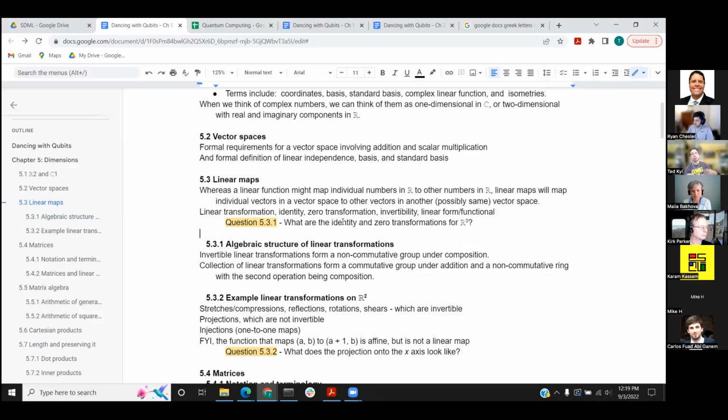And so from this, you can have the terms linear transformation, the identity, the zero transformation, which is not particularly useful. You map everything to zero. Whether something's invertible, so whether you can always go backwards if you went forwards. So any comments or questions about linear maps?